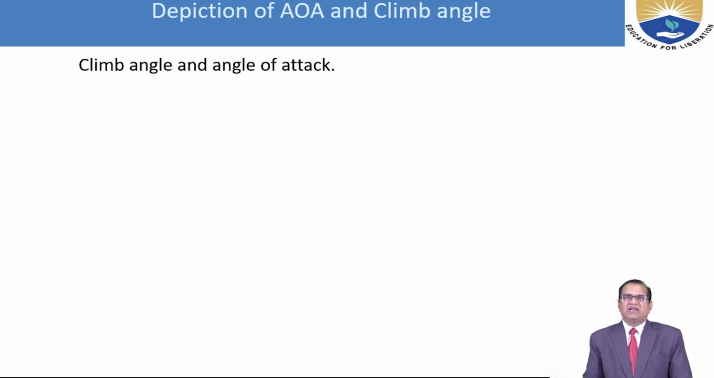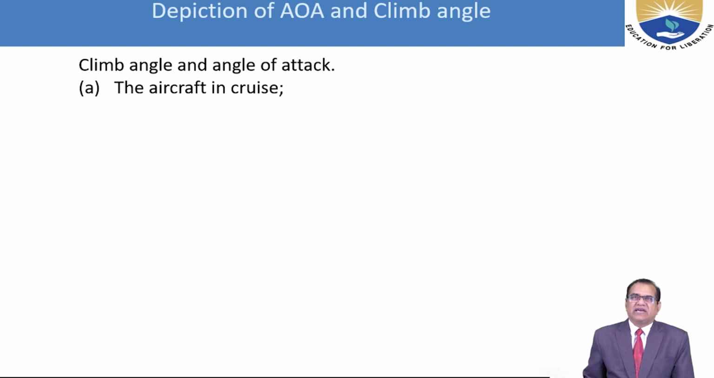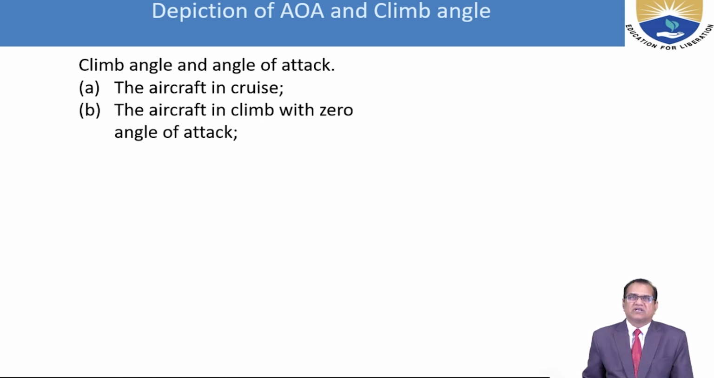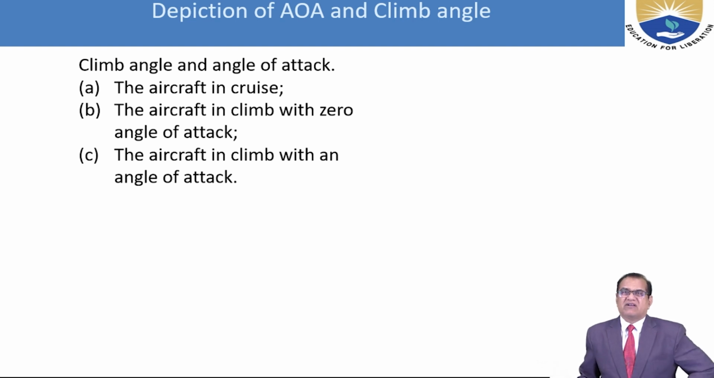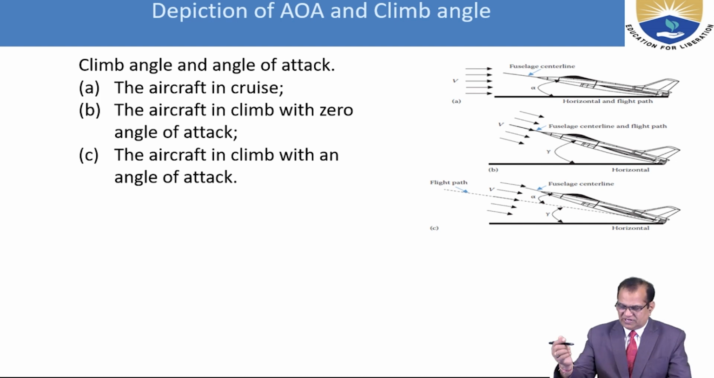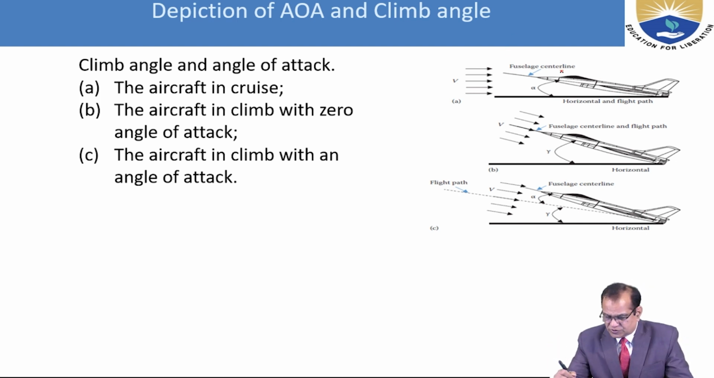So climb angle and angle of attack. A is the aircraft in cruise. B is the aircraft in climb with zero angle of attack. C is the aircraft in climb with an angle of attack. So this you can see here. We have the first case, the aircraft in the cruise. So there is only angle of attack. There is no climb angle.